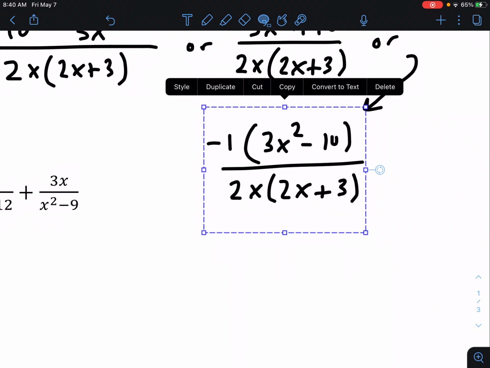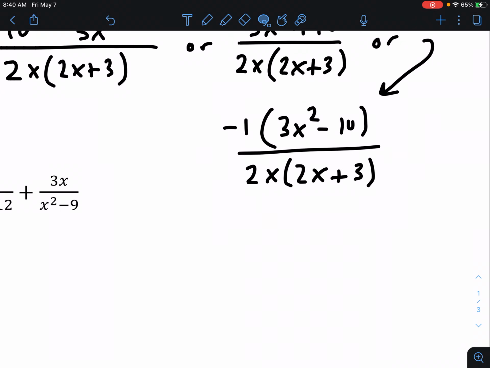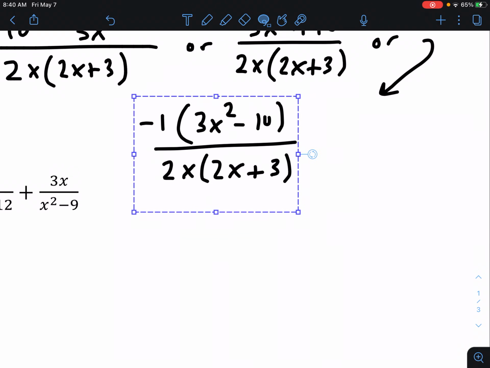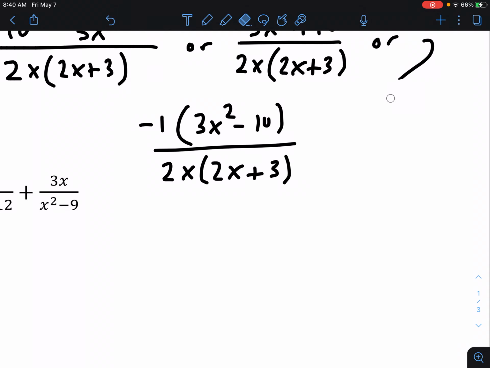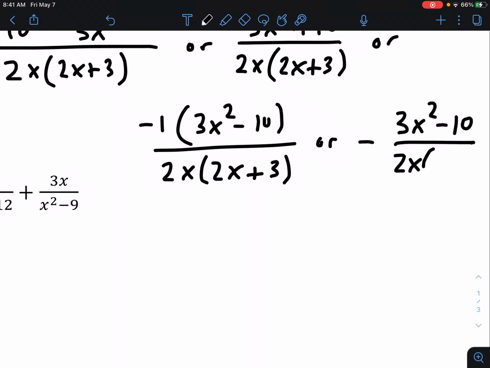Oh, I don't want that. Hold on. This is why the video is going to get long. Okay, actually, you know what? I'm just going to delete that. Okay, so then I could just write this as the whole fraction is negative, and it becomes 3x squared minus 10 over 2x times 2x plus 3.